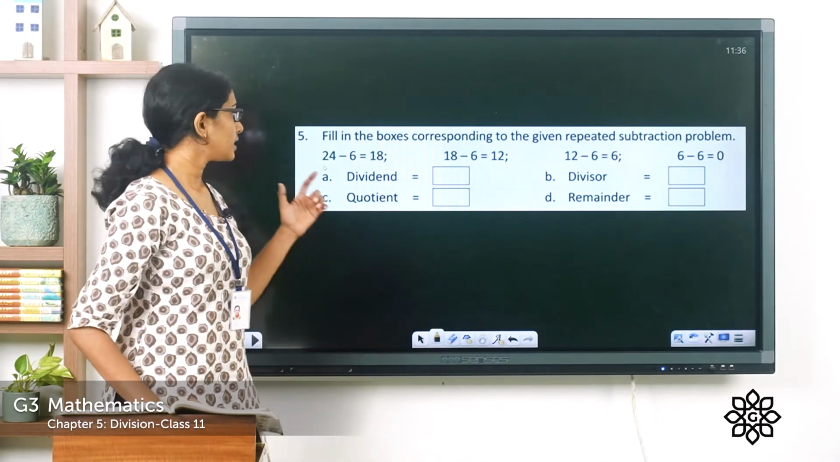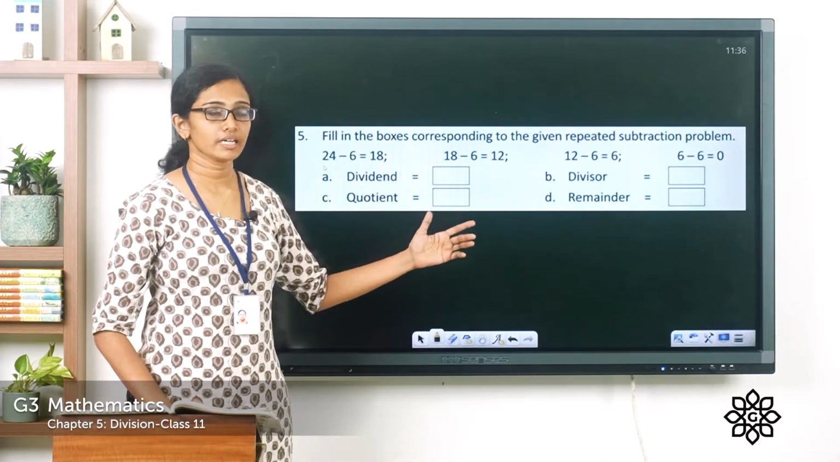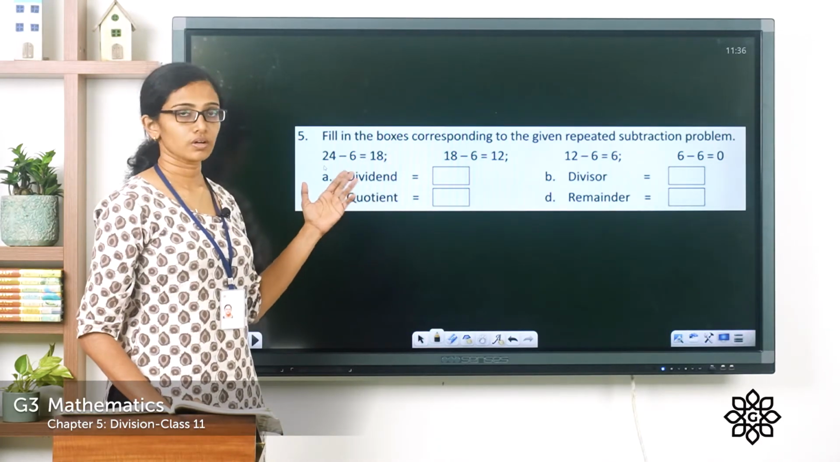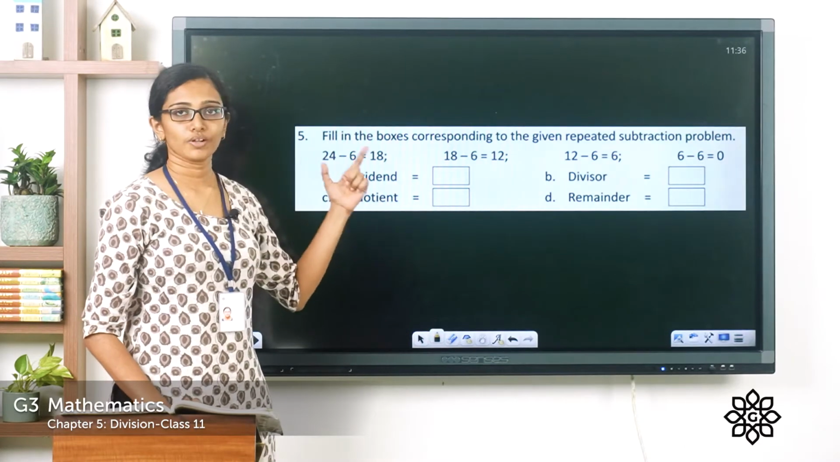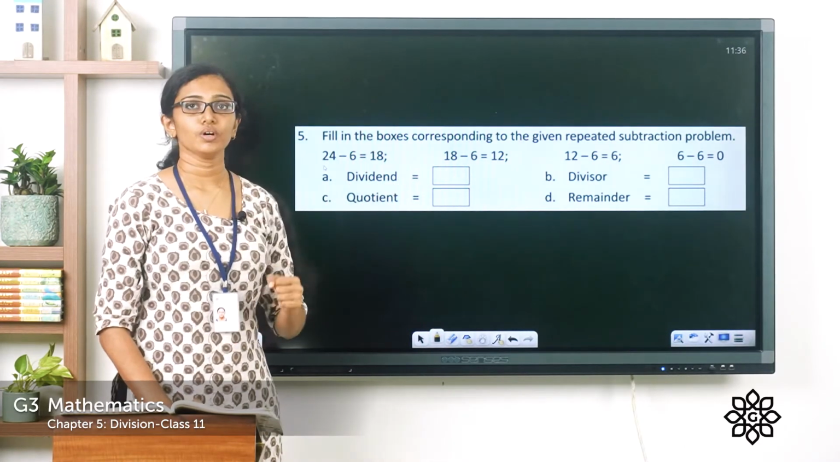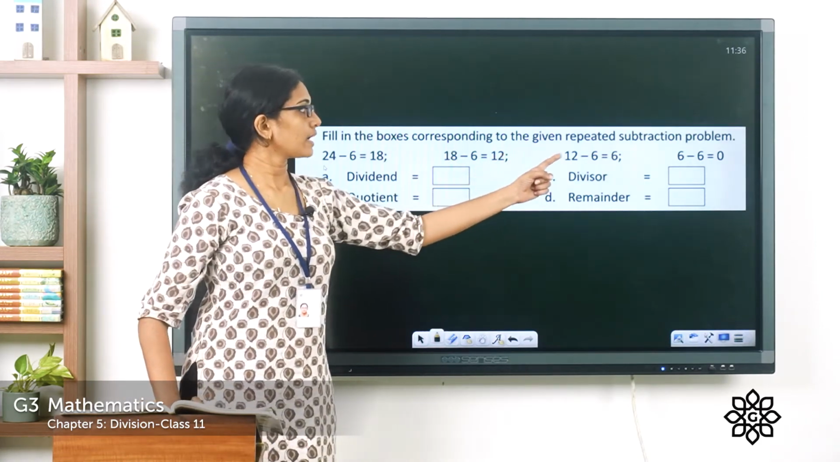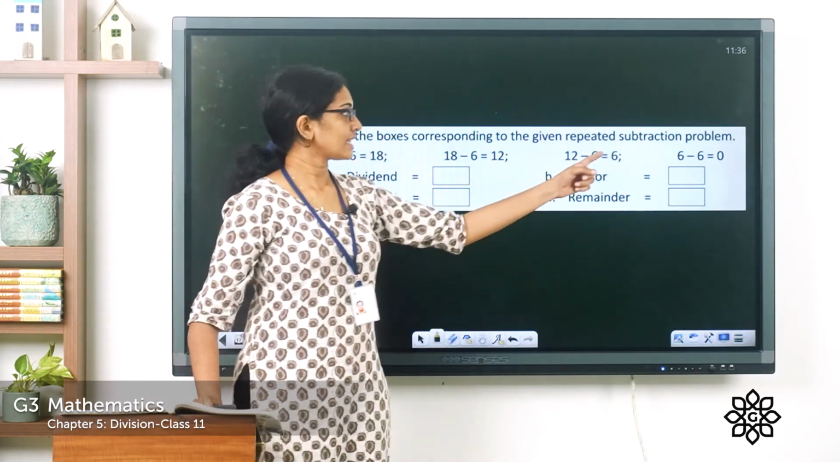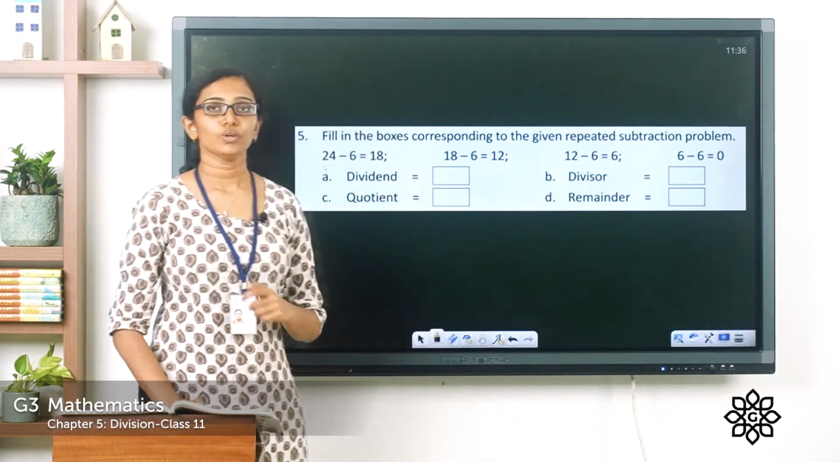Now question 5. Fill in the boxes corresponding to the given repeated subtraction problem. So you have a repeated subtraction problem given here. It starts with 24. 24 minus 6 equal to 18. Then 18 minus 6 is equal to 12. Then 12 minus 6 equal to 6, and 6 minus 6 is equal to 0.